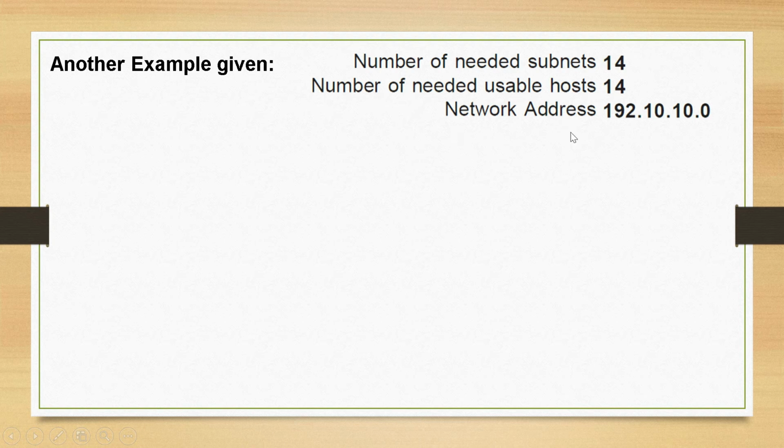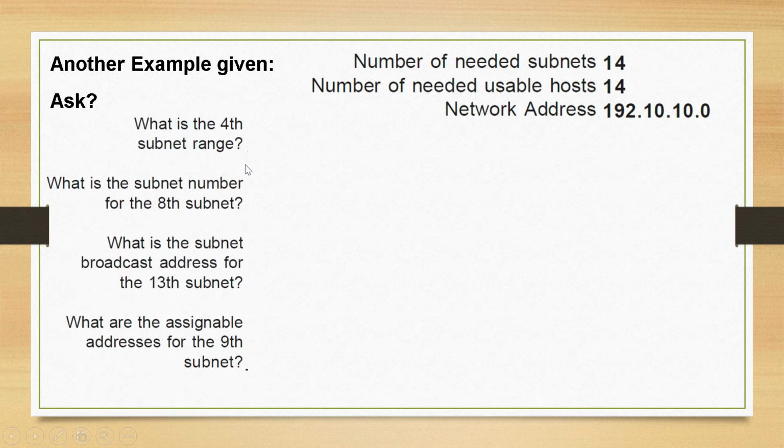Another example given: the number of needed subnets is 14, the number of needed usable hosts is 14, and the network IP address is 192.10.10.0. So what are we going to calculate here? What is the fourth subnet range? So this time we are going to calculate the host address range or subnet address range. Then we have the 8th subnet, the broadcast address for the 13th subnet, and the assignable addresses for the 9th subnet.